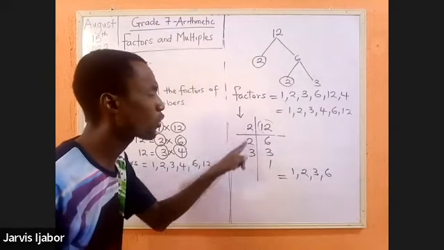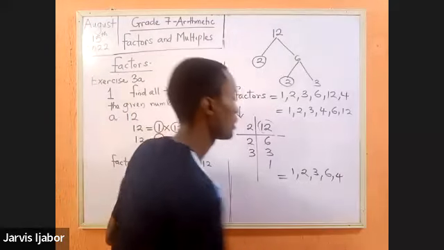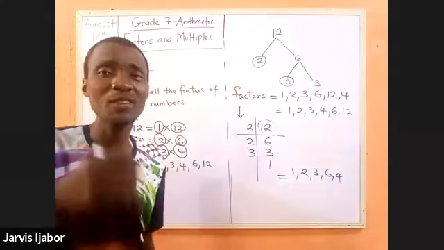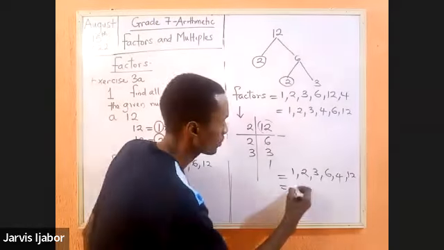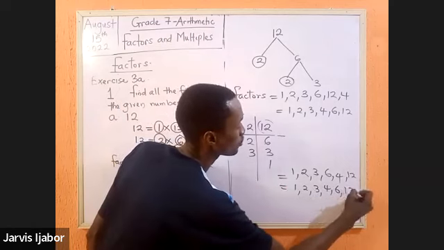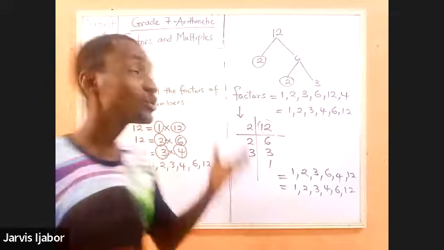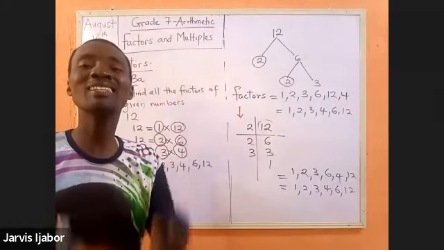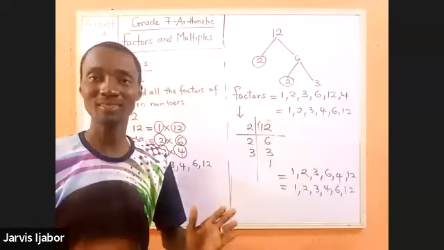The next thing I do, I check. I'm seeing 2 occurring twice. I put what? 2 times 2 will be what? 4. Remember that every number is a factor of itself. So 12 will be there. After that, I rearrange. 1, 2, 3, 4, 6, and 12. So what will be our task? I'm giving you 3 methods. So you're going to use the 3 methods to solve exercise 3A question 1.